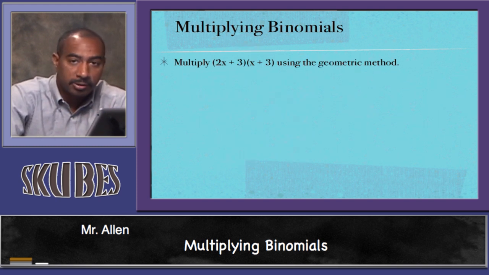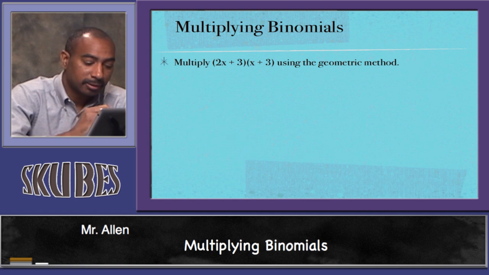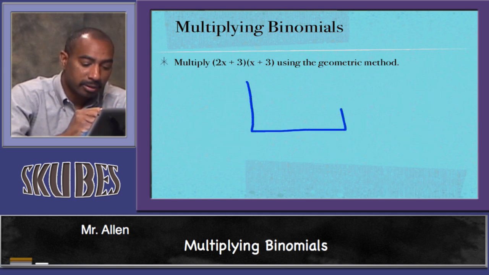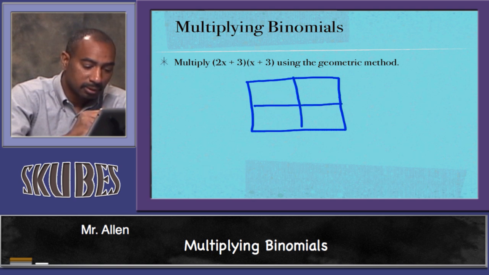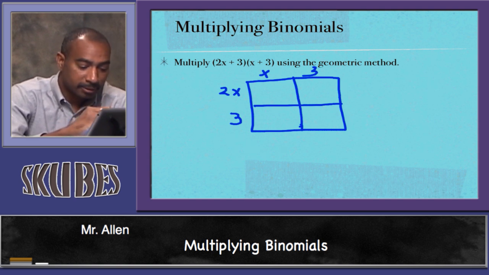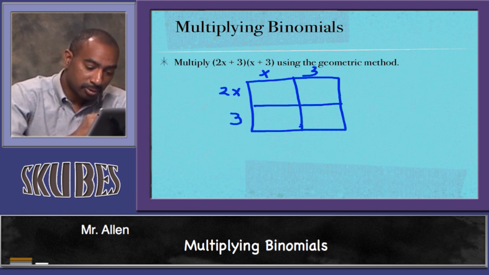And another method is called the geometric method, where we're going to use rectangles. And we're going to get the area of each rectangle. So let's say I start with 2x plus 3. I can put 2x, and I put a 3 down there. X and 3. So this becomes an x by 2x rectangle. Remember, the area of every rectangle is length times width. So 2x times x is 2x squared.